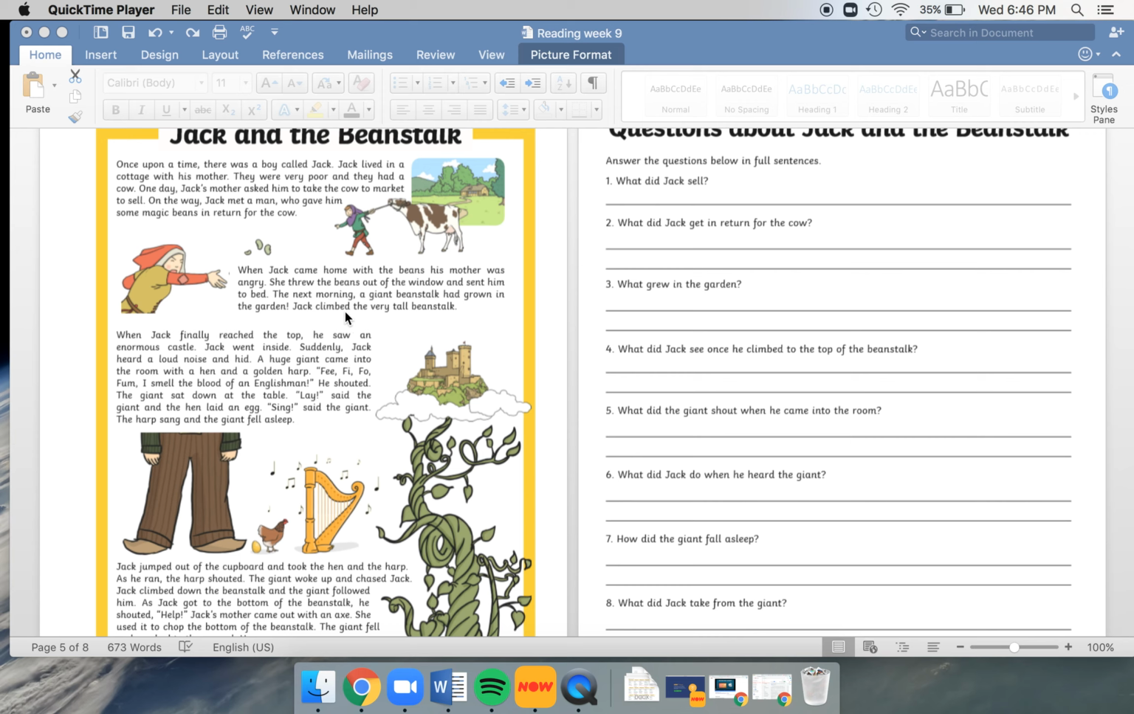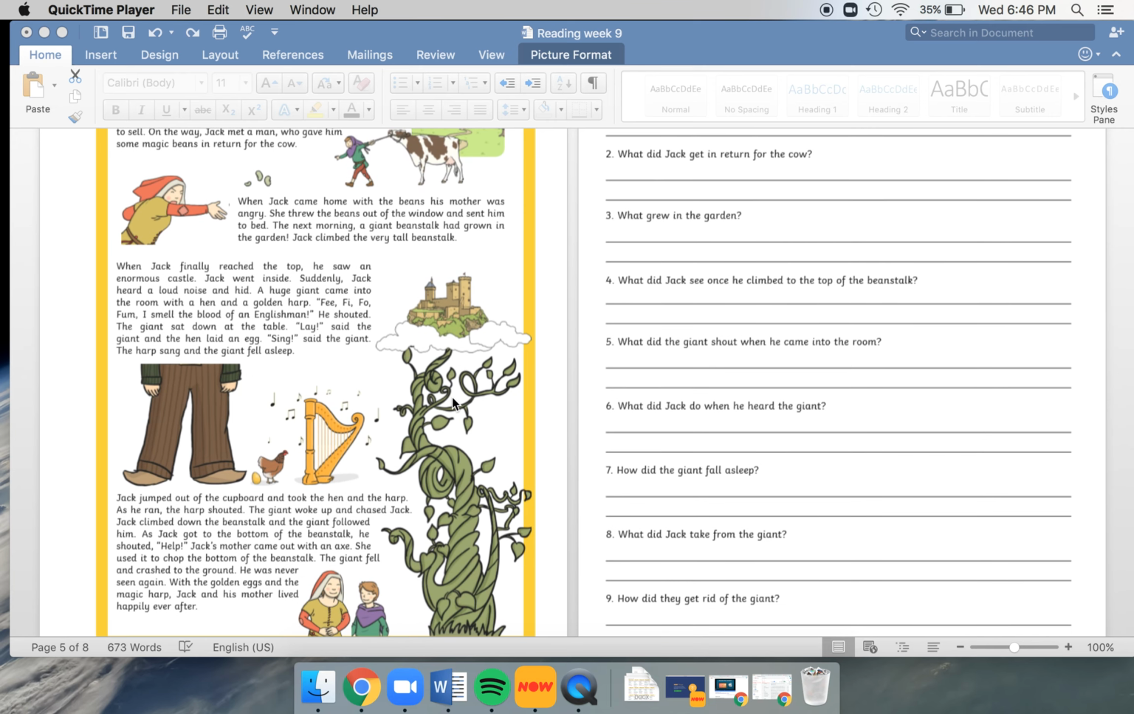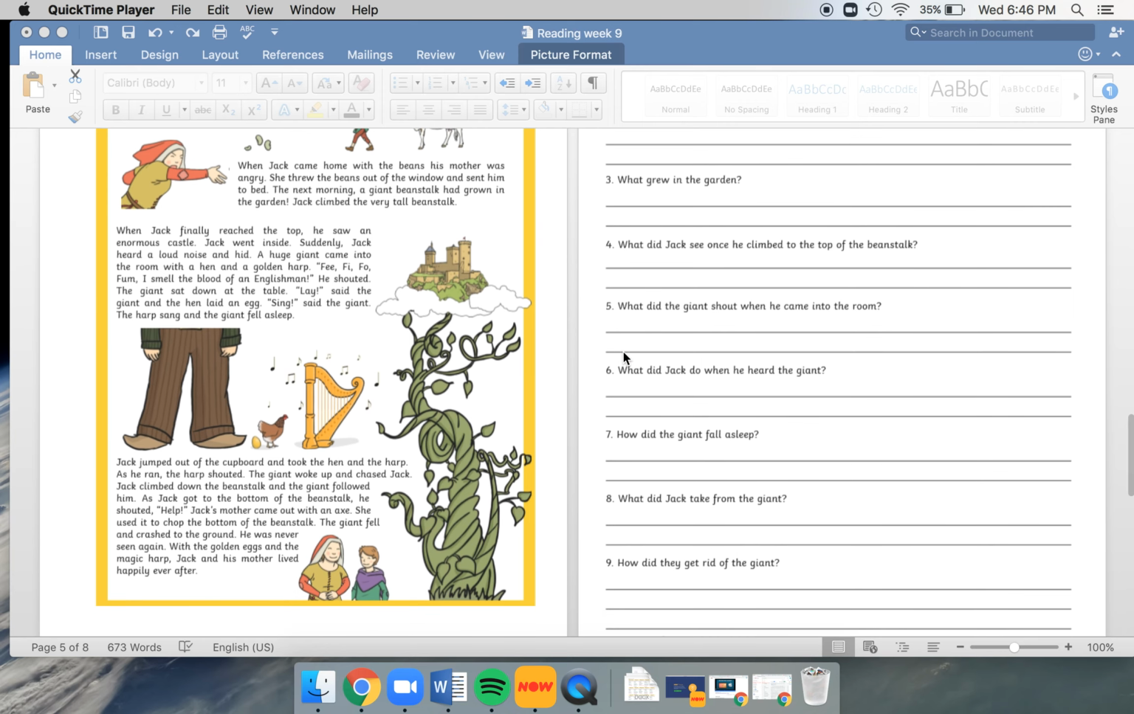So it says that Jack climbed the very tall beanstalk. Could we use that for our answer? If the question says, what did Jack see once he climbed to the top of the beanstalk? So does this tell us what he saw at the top? No. So then you need to keep reading, all right? So you keep reading. What did he see when he reached the top of the beanstalk? Okay, now I'm not going to tell you any answers. I'm just showing you how you can answer the comprehension questions, nice and quickly, so you don't have to read over the text again and again and again.